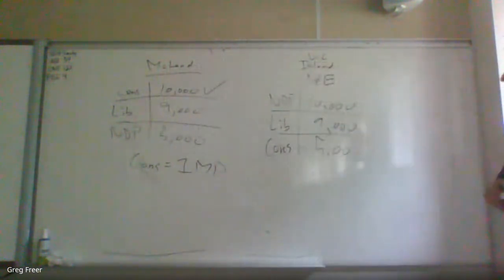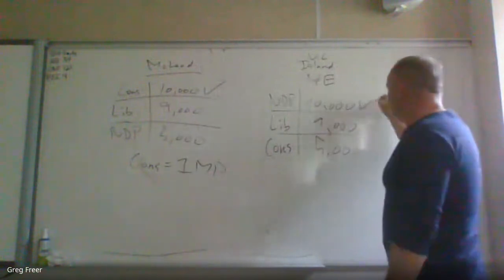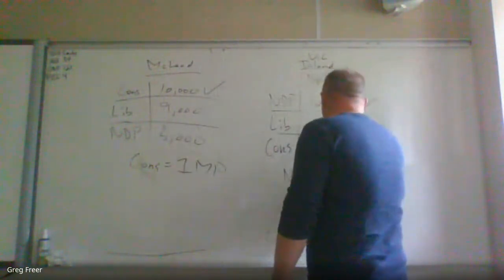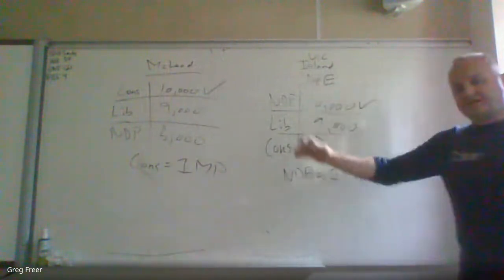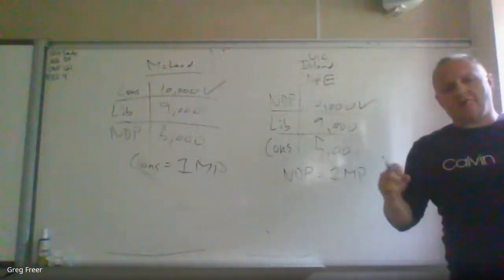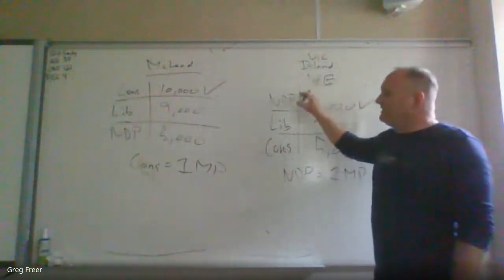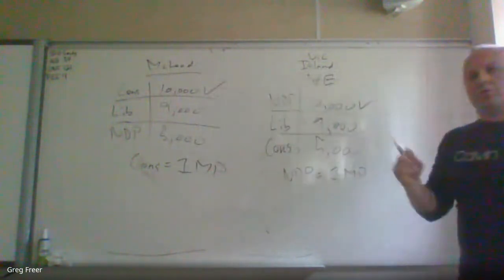5,000. Okay, who gets the vote? So NDP equals 1 MP. And this is essentially what they do across the entire province or country on election night. They have to count the leaders in each riding.